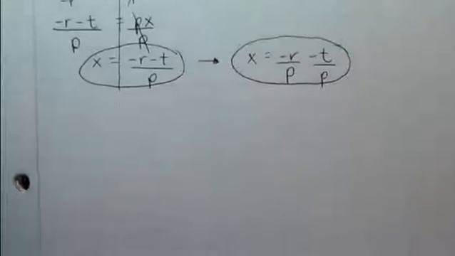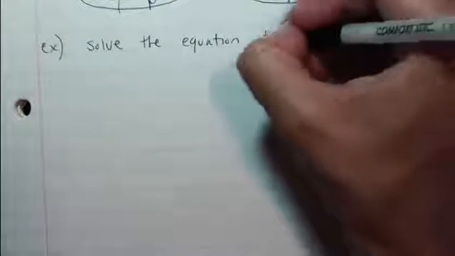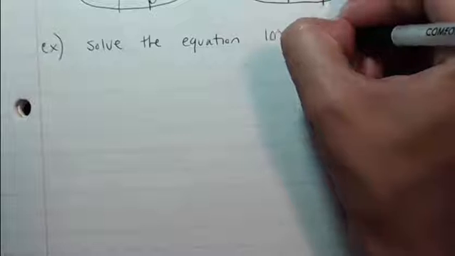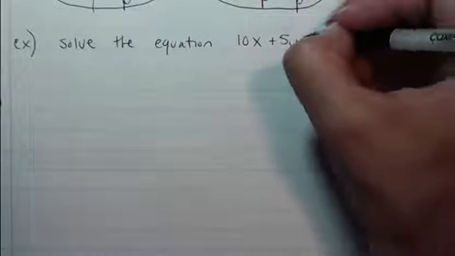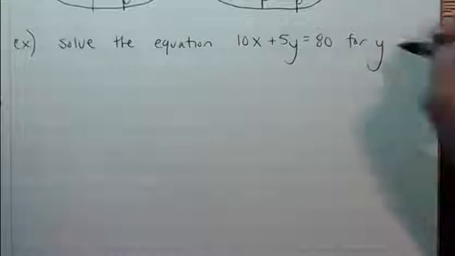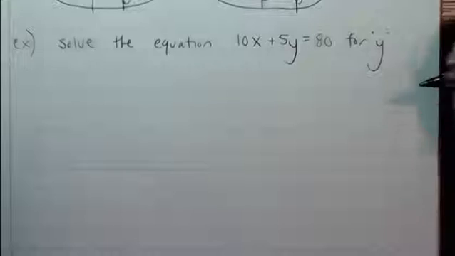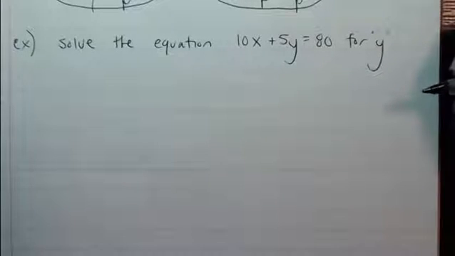Okay, let's just try one more. And I want you to solve the equation 10x plus 5y is equal to 80, and I want you to solve that for y. Do this one by yourself. Again, when you're finished, Miss Osborne will push play, and we will go over it together.